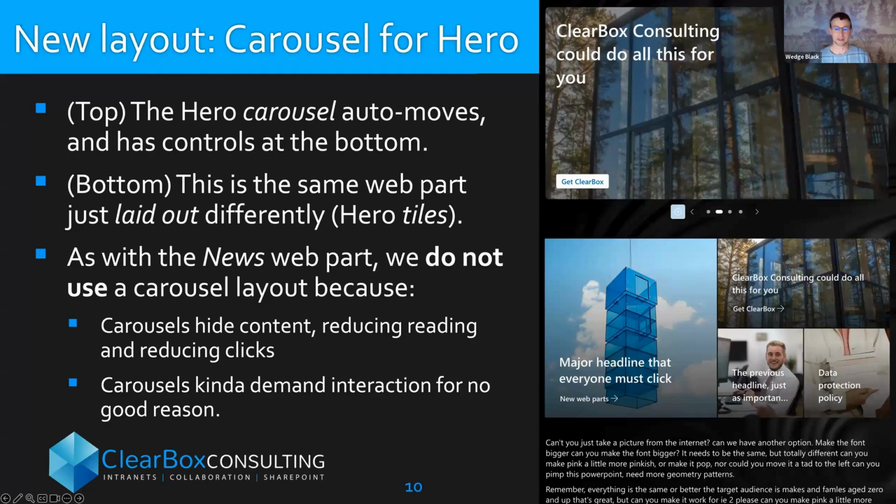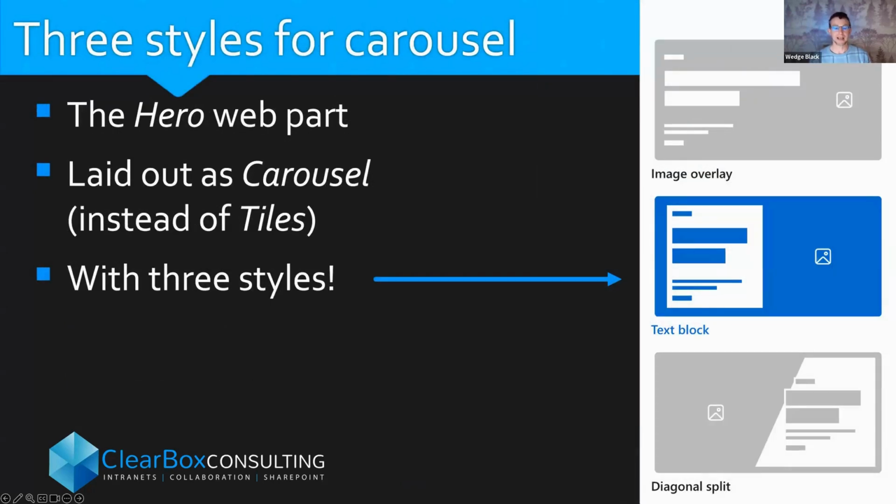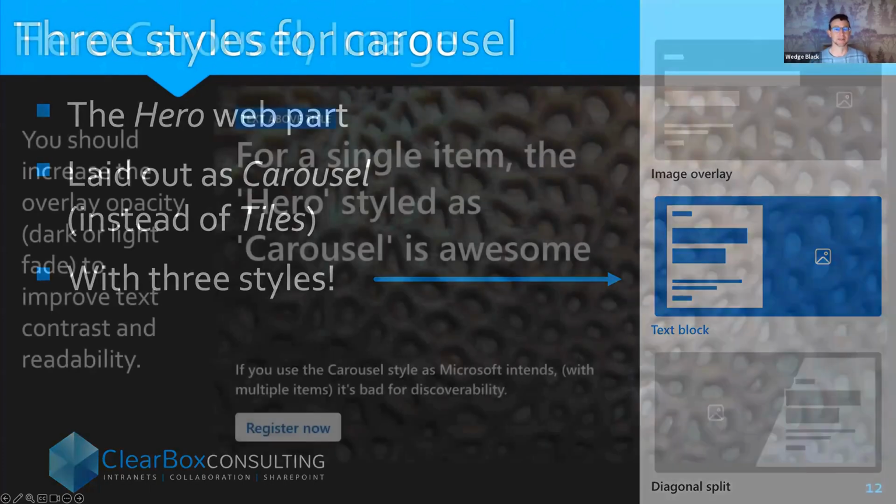So it might sound that I'm not a fan of carousels, but I'm going to show you that I am a big fan of carousels. Here's how to use the three styles of carousel. So first thing you want to do is plonk the hero web part onto your page. Just remember, just because I'm talking about carousels, the web part's name is still hero. And then you lay it out as carousel instead of tiles, perhaps. And then SharePoint will show you, as on screen, these three styles. I am excitement. Let's have a look.